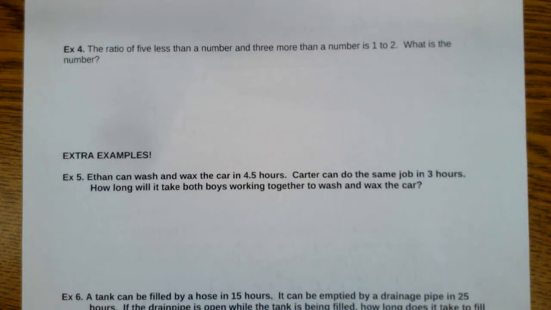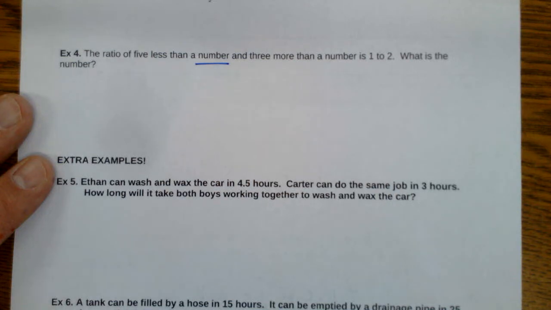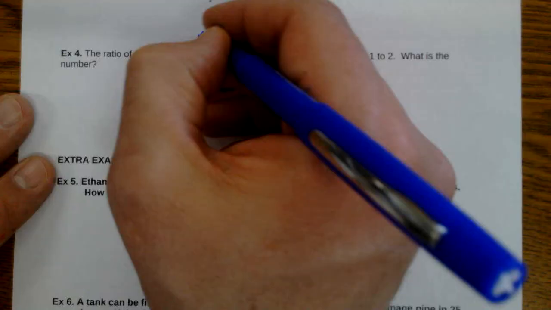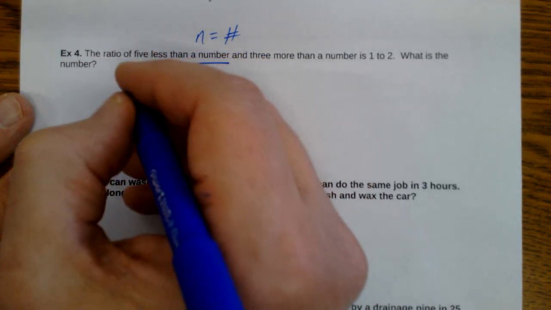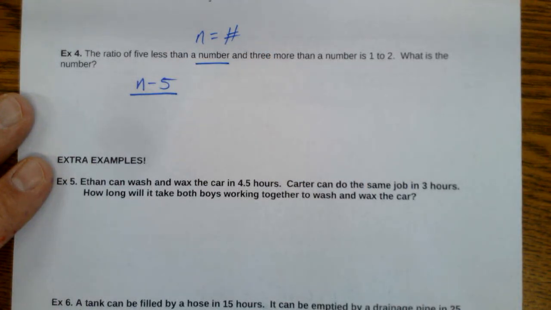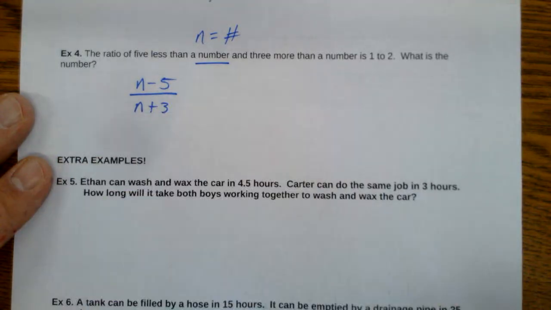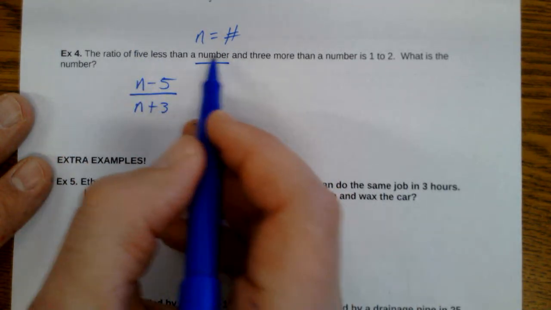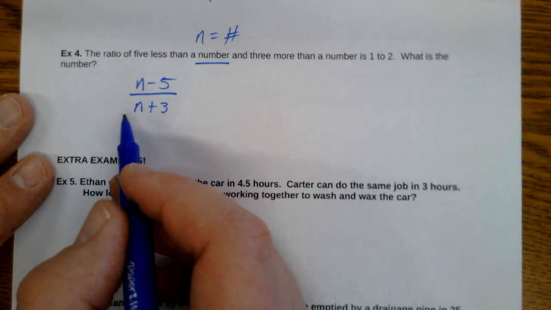So as I set this up, first off, we got to identify our variable, and it says I have a number. So you can have that anything you want. If you want to make it x or whatever, I'm just going to do n for the number. So the ratio means fraction, the ratio of 5 less than a number, that means I'm taking away 5 from n. Well, I would write that as n minus 5. And 3 more than a number, well, I would be adding 3 to n. So 5 less than, again, that's always written backwards, you like flip-flop the idea. So you're taking 5 away from n, and then 3 more would be n plus 3.